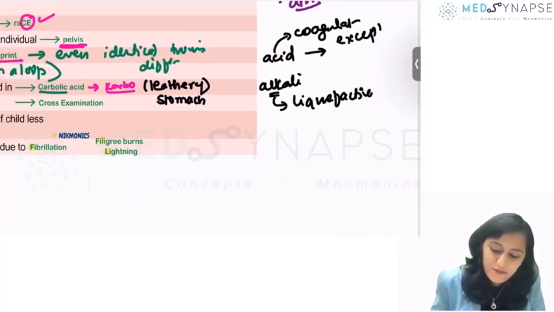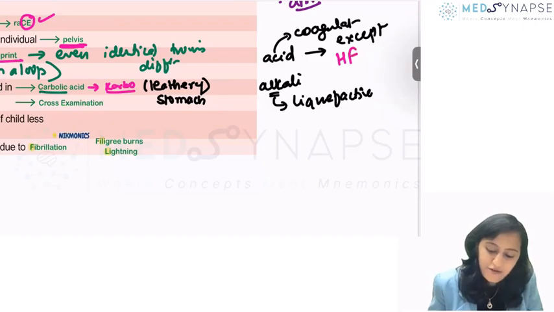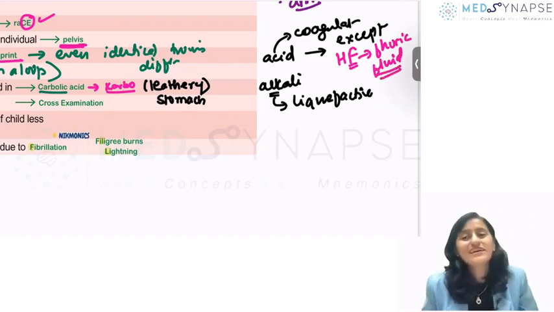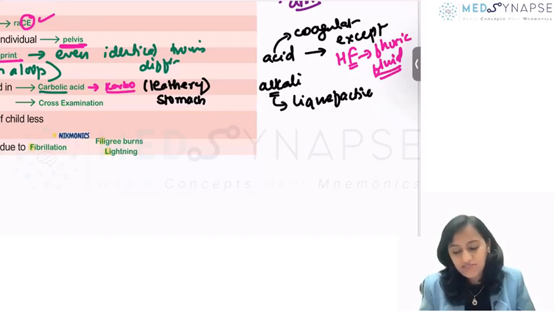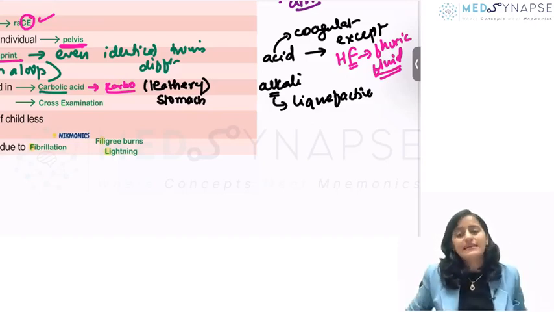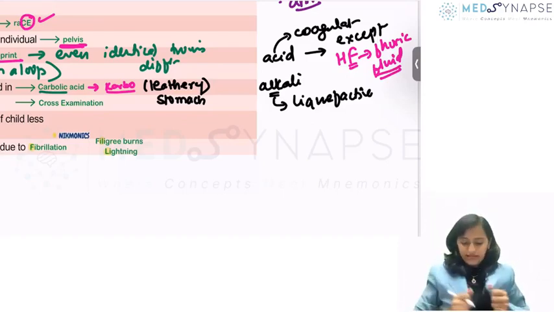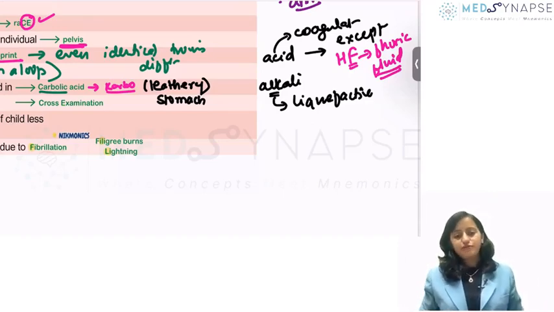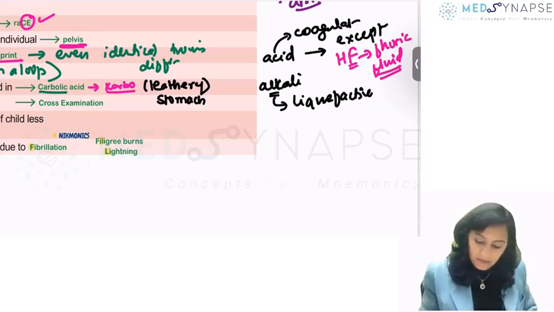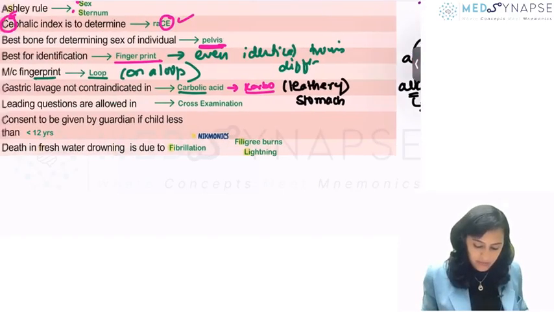Remember, except which acid causes liquefactive necrosis? Hydrofluoric. Hydrofluoric acid is like fluid, fluoric is like fluid, liquid. It causes liquefactive necrosis. So that is HF, hydrofluoric acid. Alkali is liquefactive, more depth is what we need to remember.